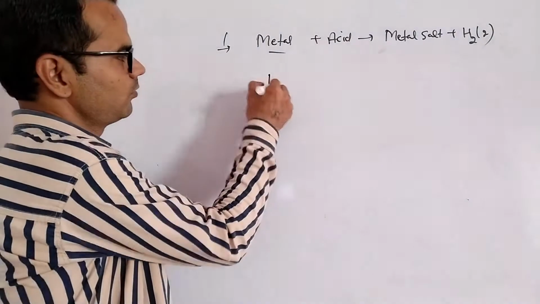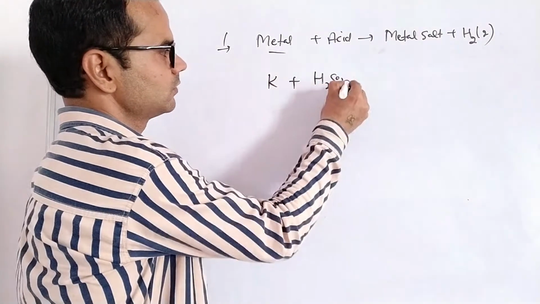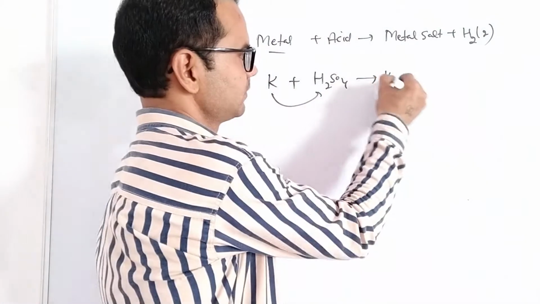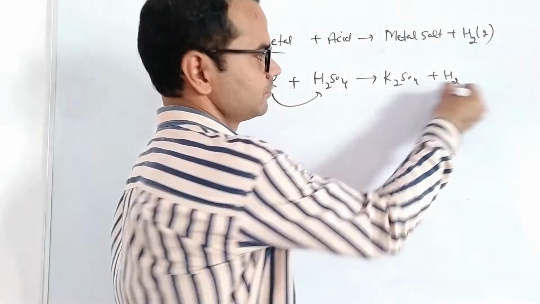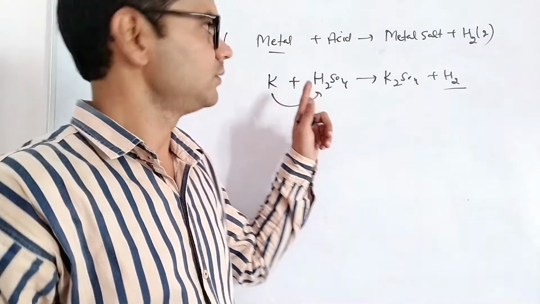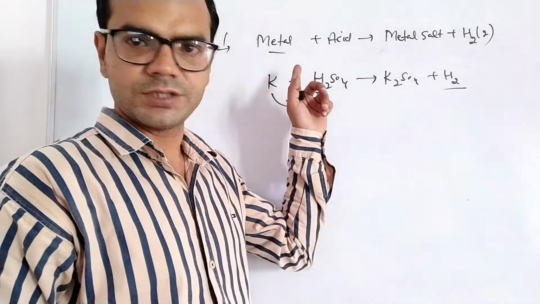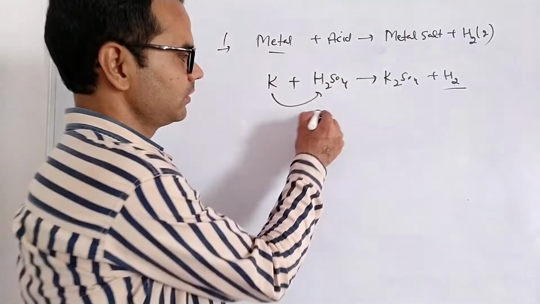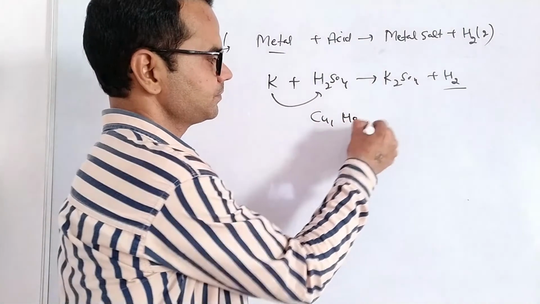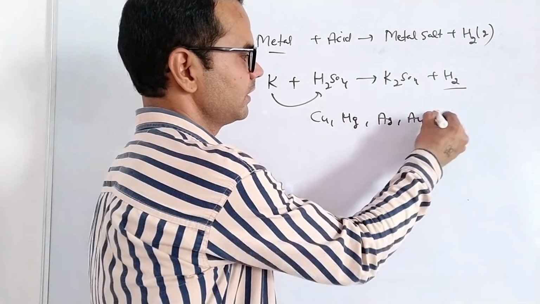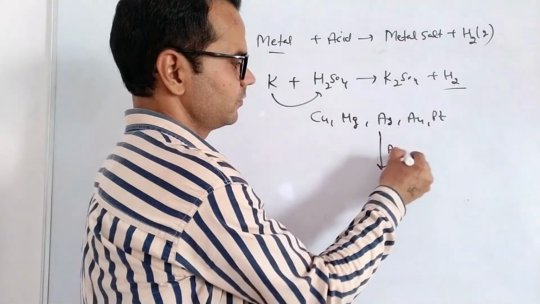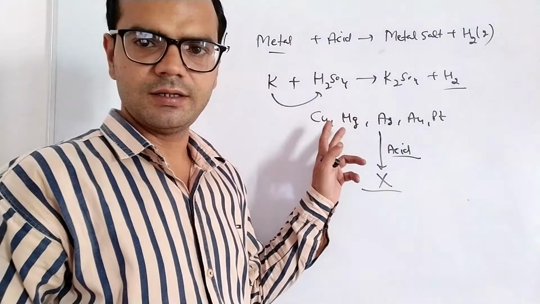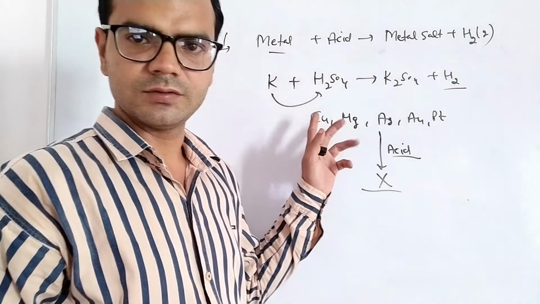For example, we have potassium. The acid is H2SO4. Now potassium is more reactive than hydrogen, so it will displace. It is a displacement reaction also. But the metals which are less reactive than hydrogen will never react with the acid, like copper, mercury, silver, gold, platinum. They will never react with the acid because they are least reactive or less reactive.